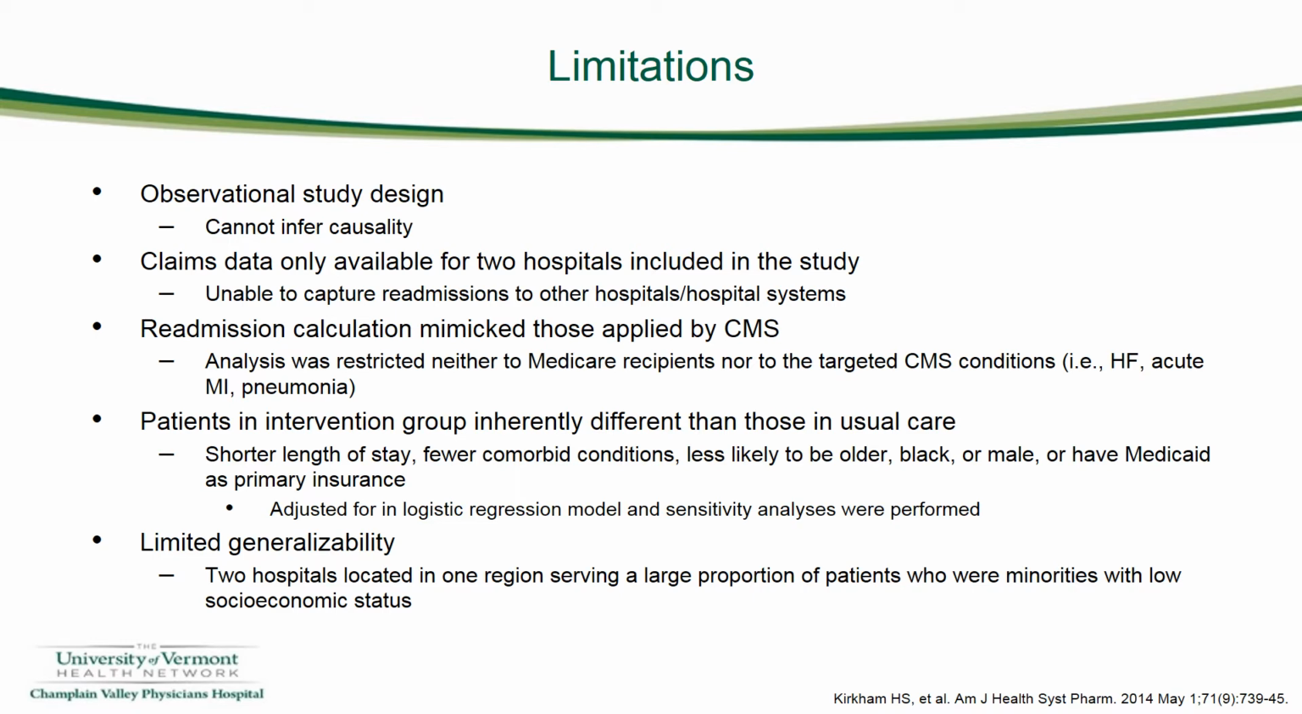Looking at baseline characteristics, those in the intervention group did have some significant differences compared to the usual care group. So we saw they had a shorter length of stay, they had fewer comorbid conditions, they were less likely to be older, Black, or male, or have Medicaid as primary insurance. To minimize this confounding, however, they did adjust for these various covariates by using logistic regression models as well as sensitivity analysis.